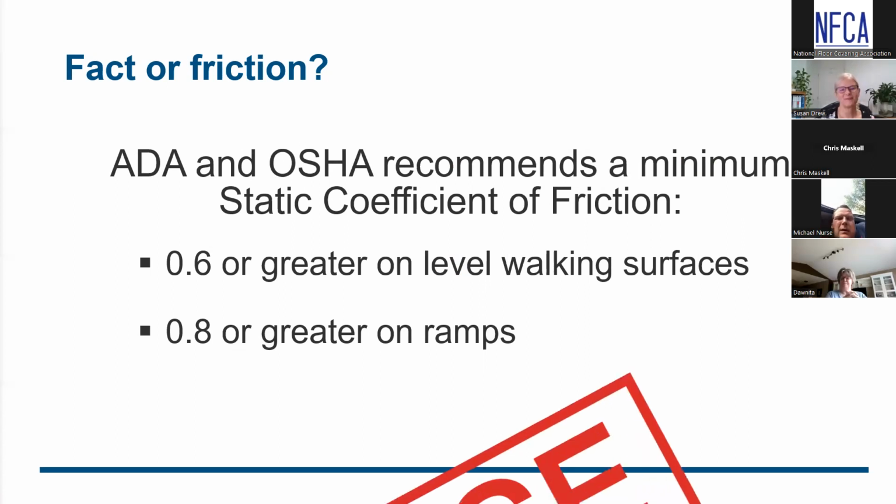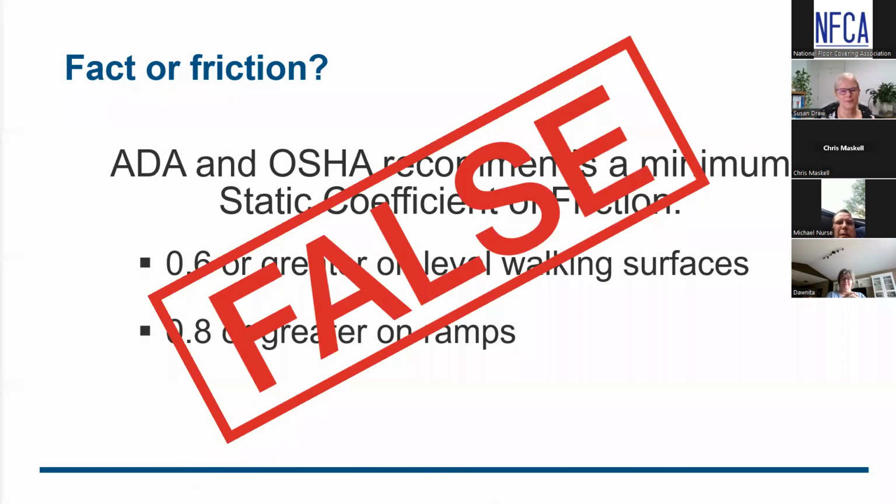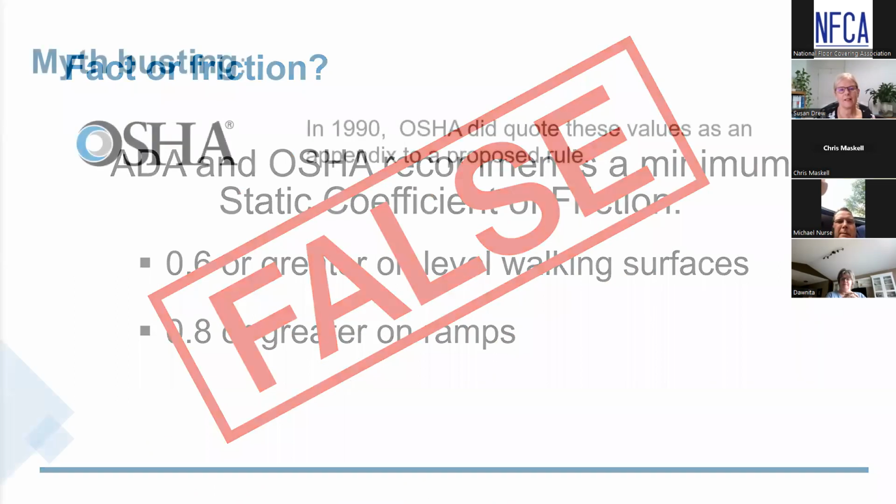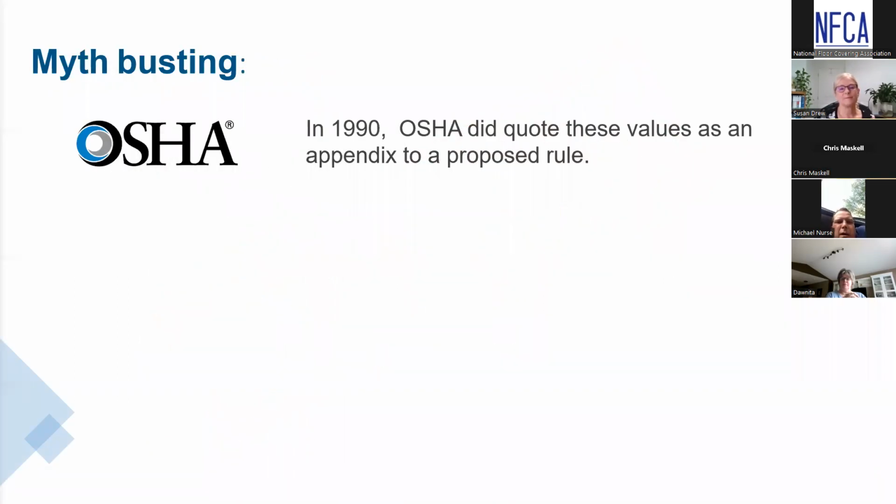Okay. There you go. So this is false. So we assume everybody just learned something. For many years, the industry has operated under the assumption that both OSHA and the ADA's recommendations advise a standard static coefficient of friction of 0.6 or greater on horizontal surfaces and 0.8 on ramps. The answer is that OSHA doesn't require anything, but nevertheless, they've caused a lot of confusion on this subject.